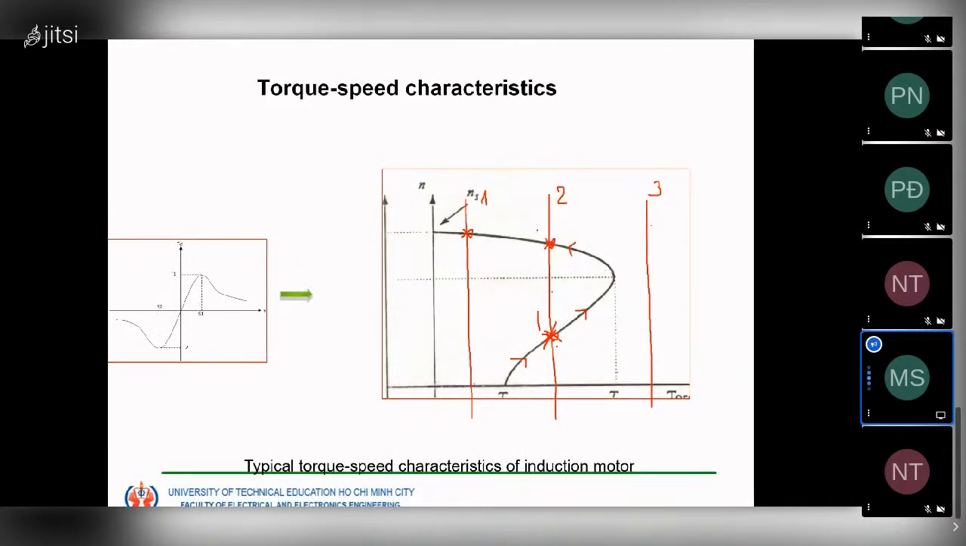So with the second type of load, we choose the second cross-section point. Do you agree with me? Yes. Okay.